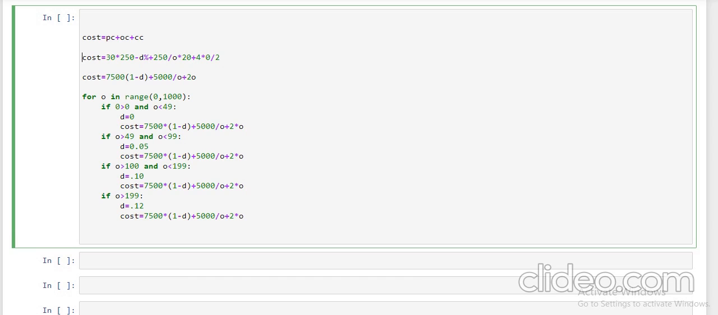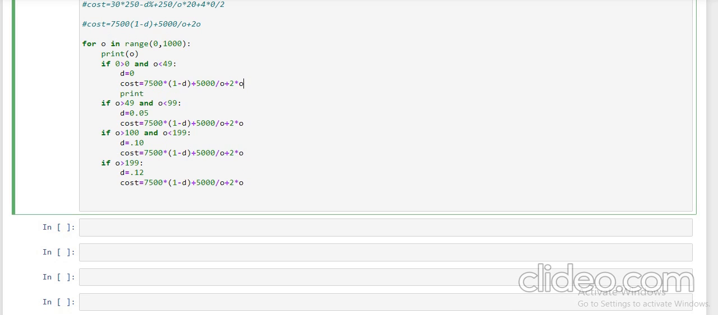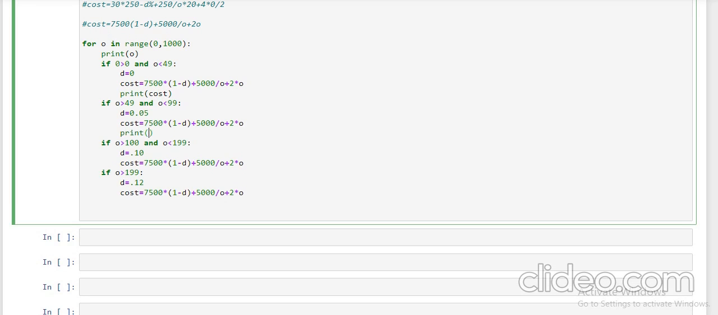So now I will just comment this out. Comment means the computer will ignore this, because we want only this now. Now we'll just keep track of values of O. That means we will do print O, so we will come to know at which order size the cost is lowest. And also I will print cost, to know the cost at different values. Again, copy paste. That's it.